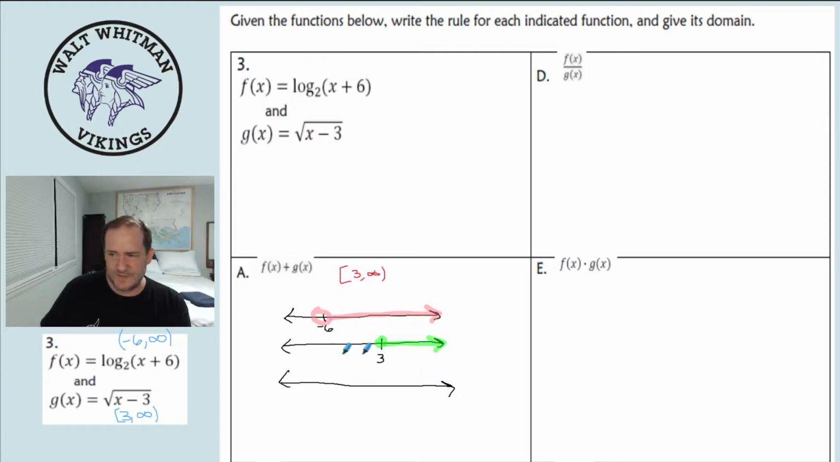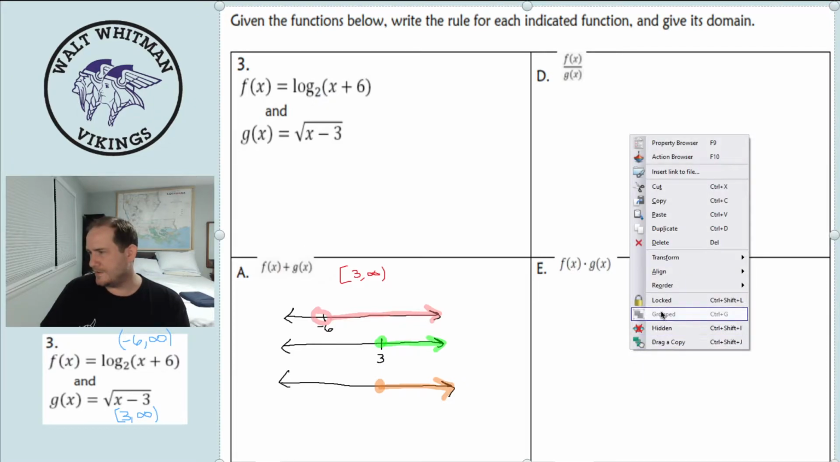So seeing these two intervals highlighted on a number line, we could overlap them. We're looking for what they share. It's pretty clear that the only thing they share is 3 and everything bigger than 3. There's no real reason to mark this, but we can show in orange that our intersection is actually exactly the same as the domain of g. Okay. So there, I'm not going to do that every time.